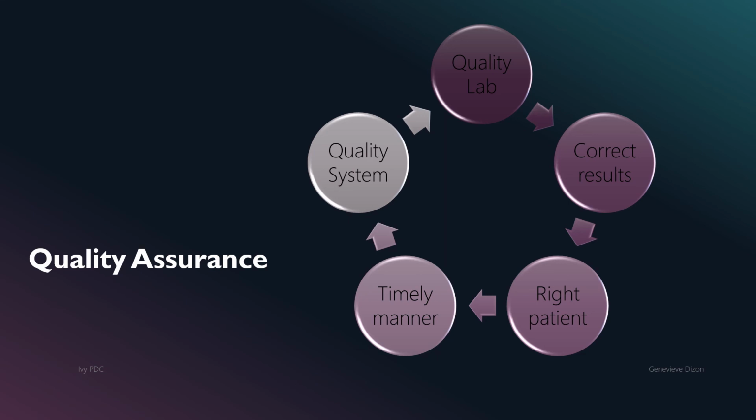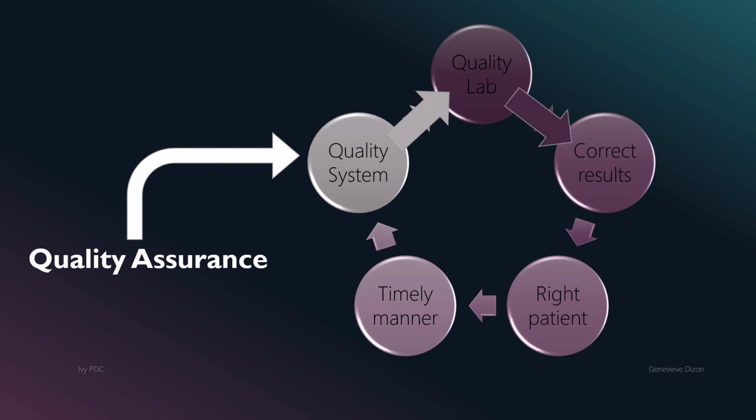To recap, quality assurance is a process responsible for maintaining the integrity of everything in the laboratory. With quality assurance in place, it will produce a quality system. This quality system will be adapted in a laboratory, which will make the laboratory a quality laboratory. Quality laboratories will produce correct results to be given to the right patient in a very timely manner. With all of this in place, it would reassure that there is quality in the system.